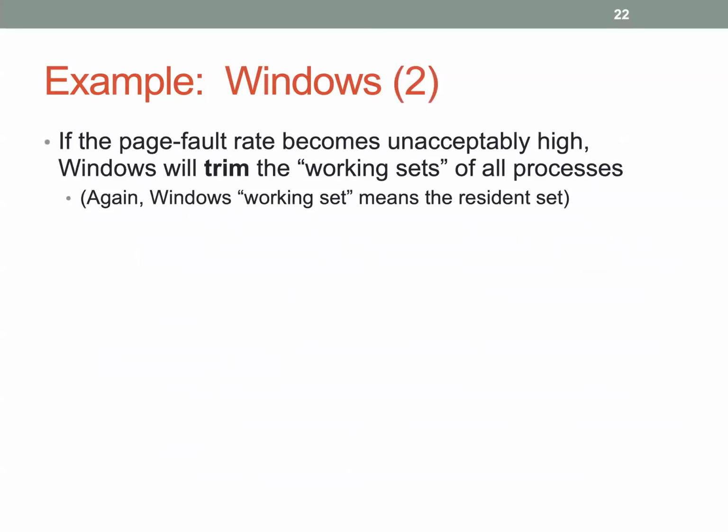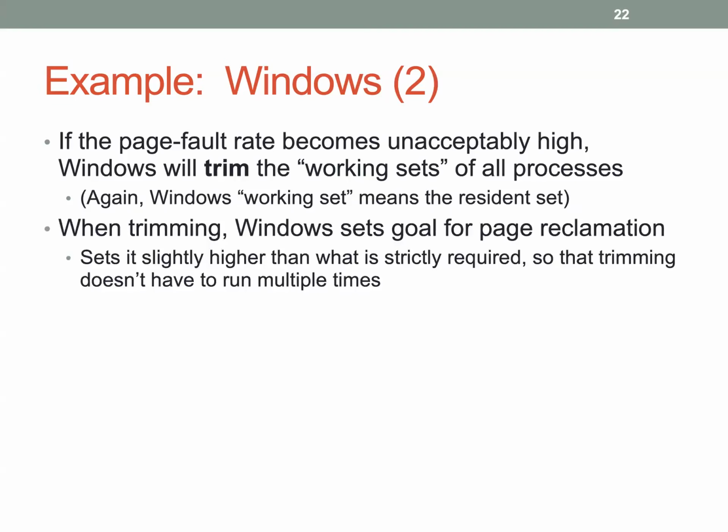Okay, let's see. If the page fault rate becomes high in Windows, Windows uses the page fault frequency to examine paging decisions. It has a mechanism called trimming, where it goes through all the processes and says, I want you to turn back some of your frames, some of your resident set size, so that we can satisfy memory requirements. And so Windows will say, I need this much memory back because I'm seeing some problems.